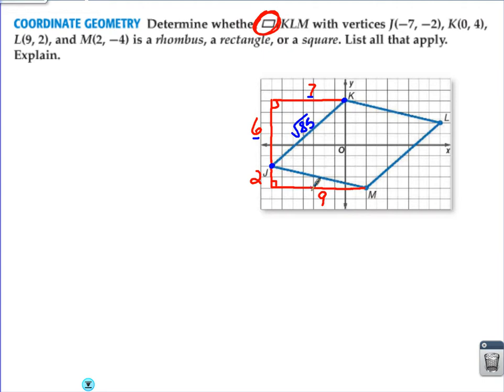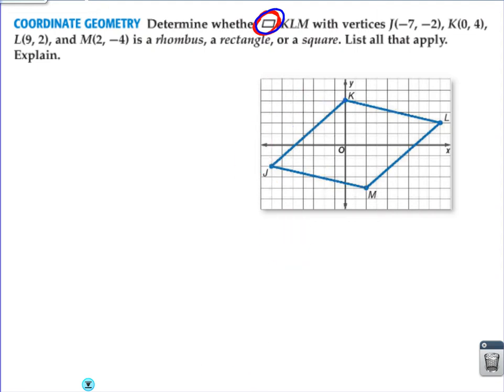Look at the other one. 2 and 9. Help me with it, Colton. A squared plus b squared, what do you get? 85 again, don't we? So this is root 85. So is this a rhombus? Yes. Now, again, we don't have to test all 4 sides because of this, folks. If this is root 85, this is root 85. If this is root 85, it's a rhombus. So now that it's a rhombus, is it a rectangle? Okay, let's erase that. We know it's a rhombus.